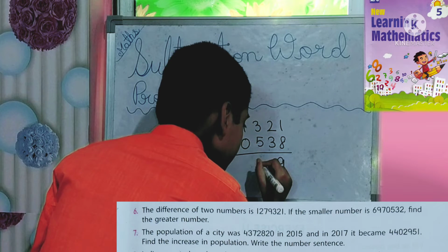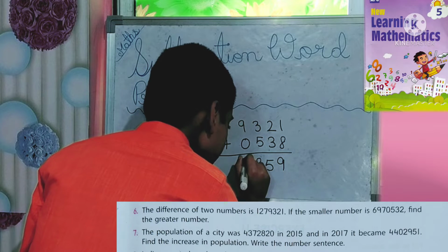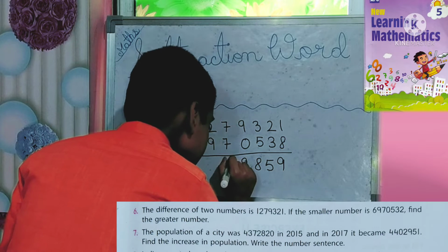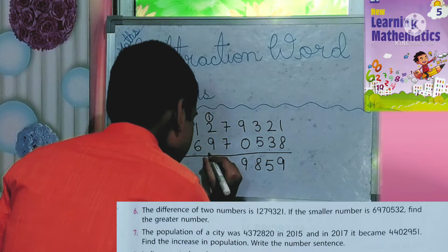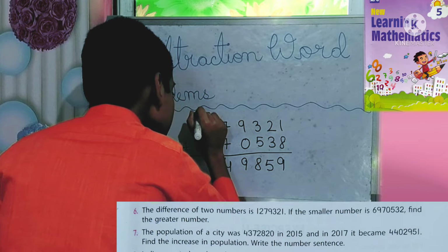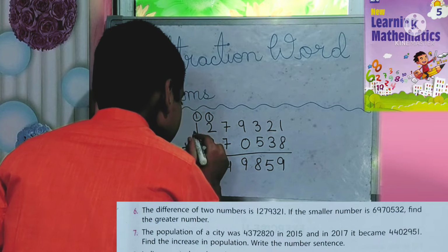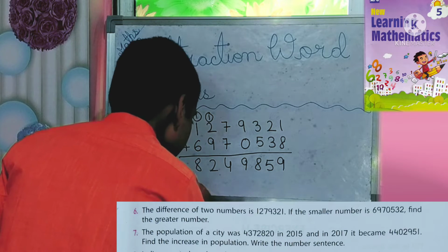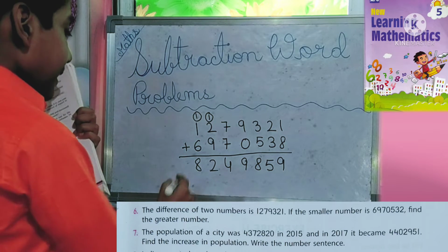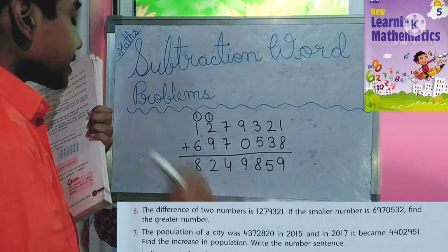Eight plus 1, 9. 2 plus 3, 5. 3 plus 5, 8. 9 plus 0, 9. 7 plus 7, 14, 1 will be carried here. 2 plus 1, 3. 3 plus 9, 12, 1 will be carried here, here we will write only 2. Now 1 plus 1, 2. 2 plus 6, it will be 8. So 8249859 will be the greater number.